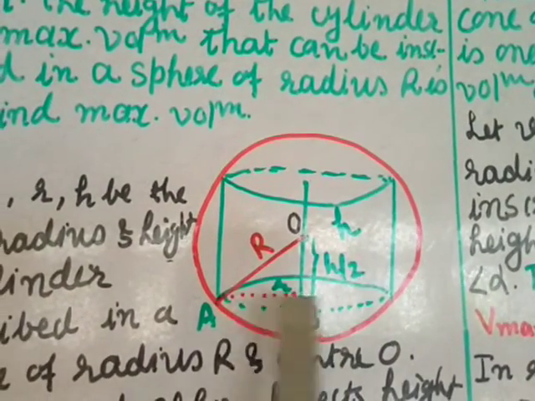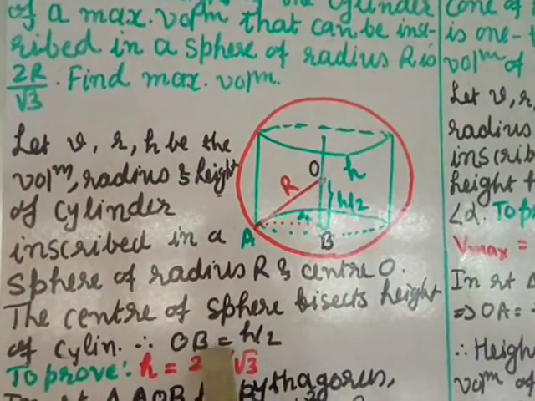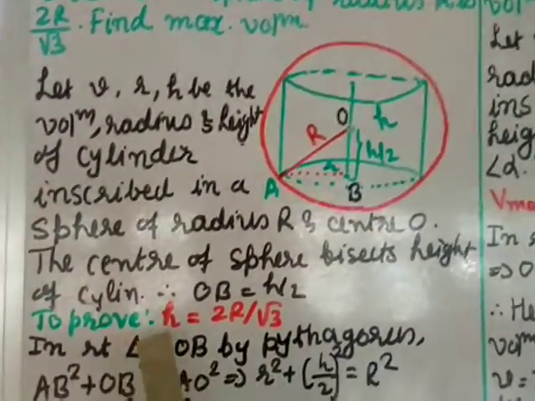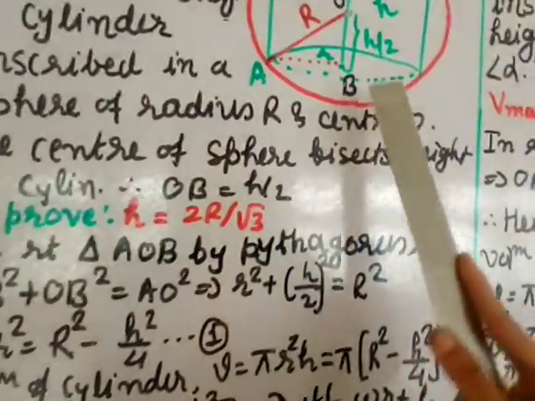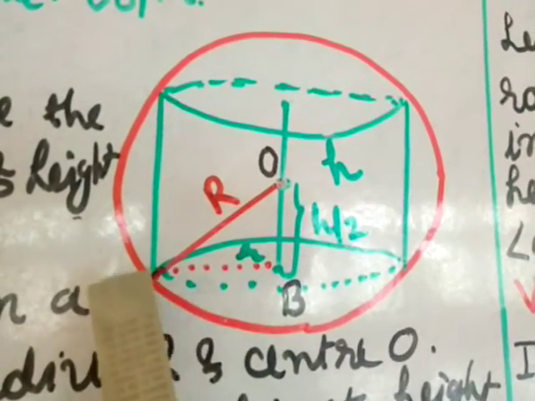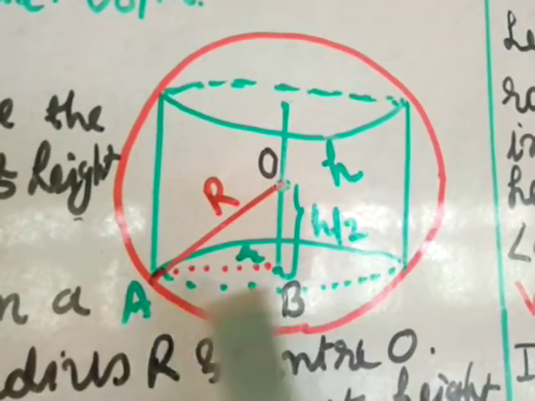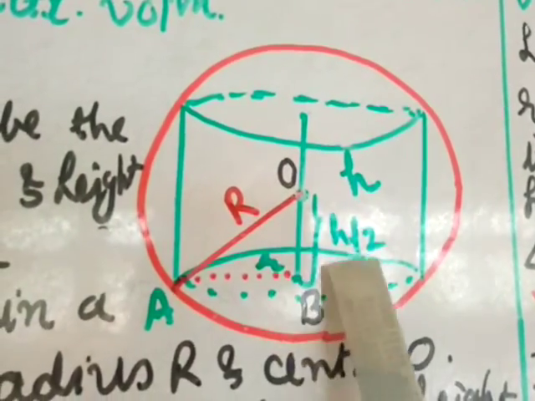The radius is taken as small r. The center of a sphere bisects the height of a cylinder. That means OB is equal to h by 2. To prove, they have asked us the height of the cylinder is equal to 2R by root 3. In triangle AOB, apply Pythagoras. So AO square equals AB square plus OB square. This one is capital R, this one is small r, and this value is h by 2.